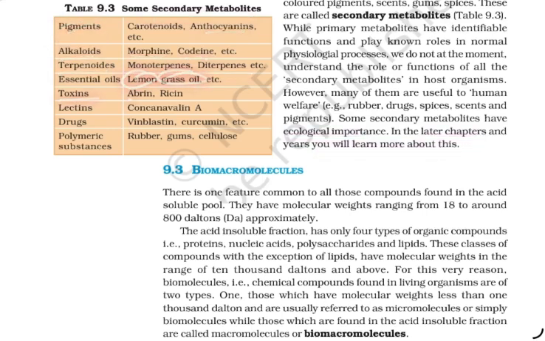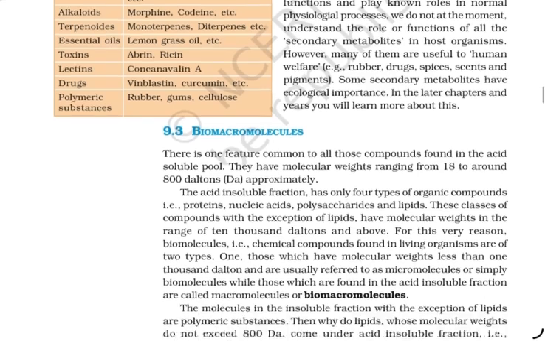Toxins such as abrin and ricin, lectins such as concanavalin A, drugs such as vinblastine and curcumin, and polymeric substances such as rubber, gums and cellulose.